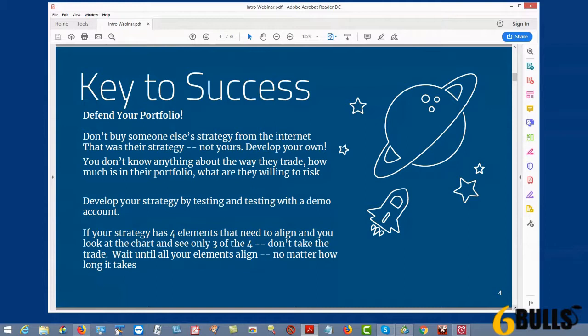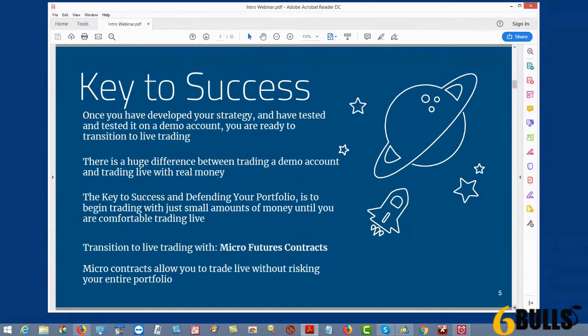And with trading futures, with the algorithmic programming that they have, this is not the way you're going to stay trading futures for a long time. So once you've developed your strategy and you've been doing it on the demo account, now you're ready to transition to trading live.